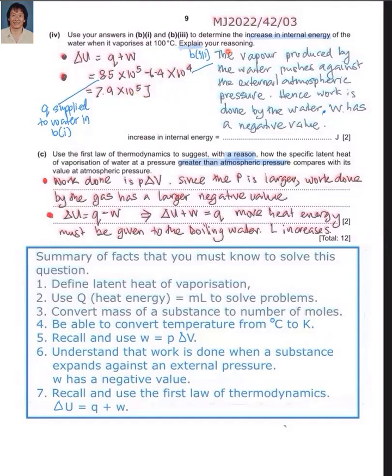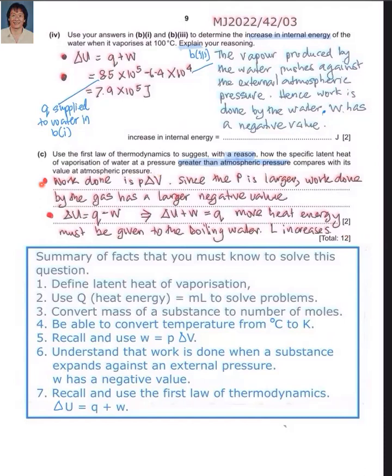The reasoning is given here. The water vapor produced by the water pushes against the external atmospheric pressure. Therefore, work is done by the water. W has a negative value, which is why I put the negative value here. And then for part C, use the first law of thermodynamics to suggest with the reason how the specific latent heat of vaporization of water at a pressure greater than atmospheric pressure compares with the value at atmospheric pressure. This question carries 2 marks.